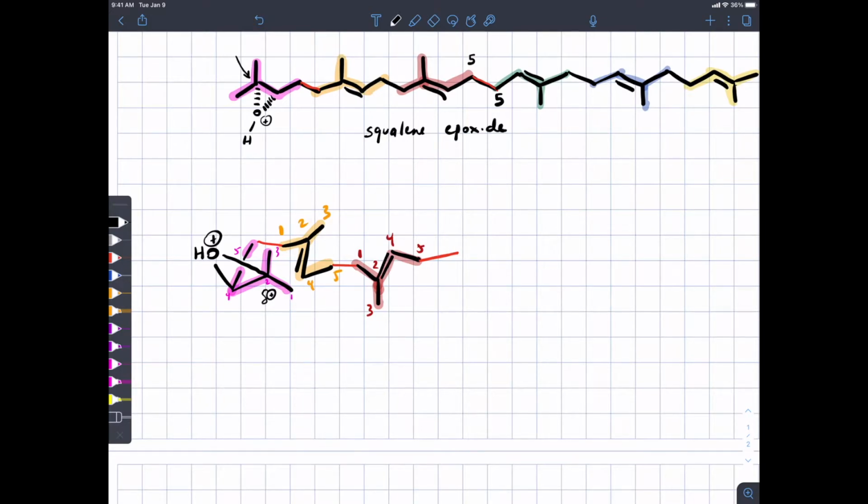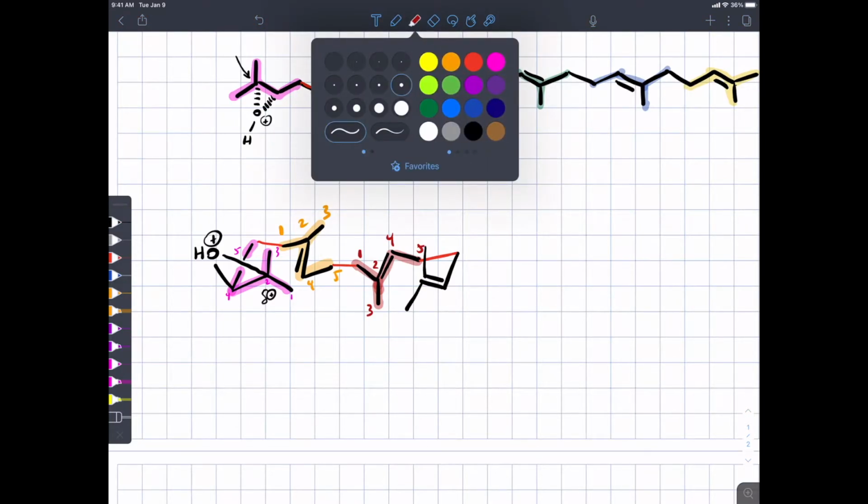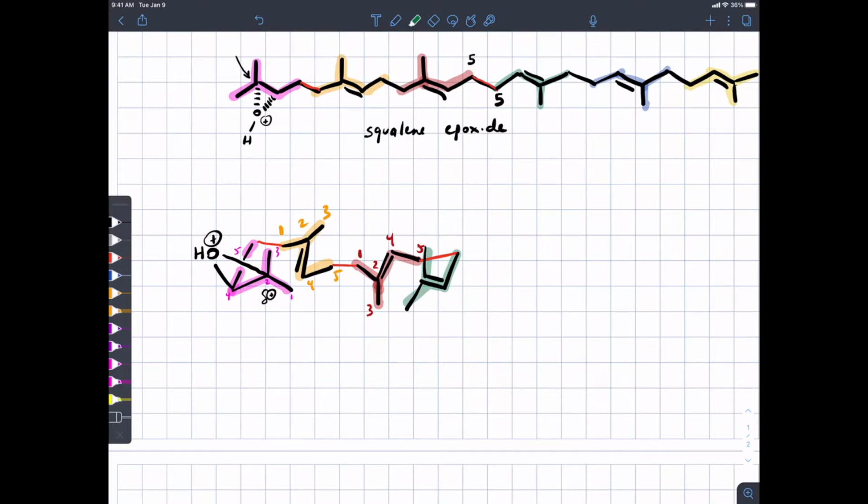So we'll start here, and this is now the green isoprene unit. 5, 4, 3, 2, 1. Okay, then another bond between the 2. Then comes the blue isoprene unit. 5, 4, 3, 2, 1. And then lastly, 5, 4, 3, 2, 1. So let me label the rest of those.